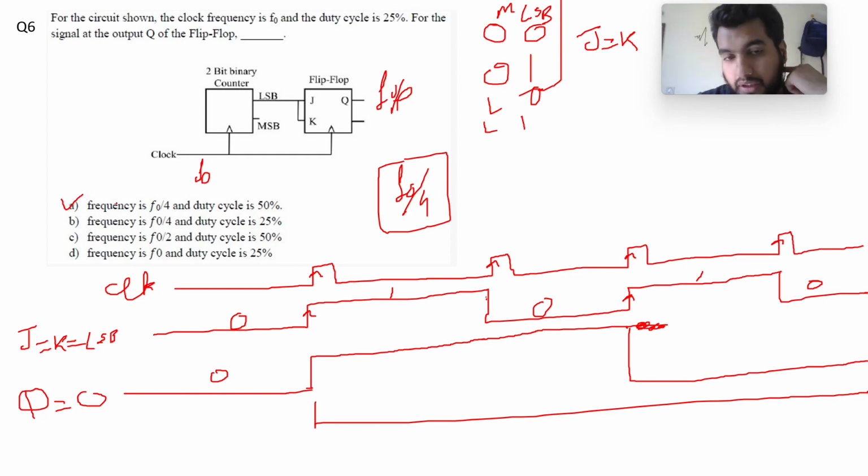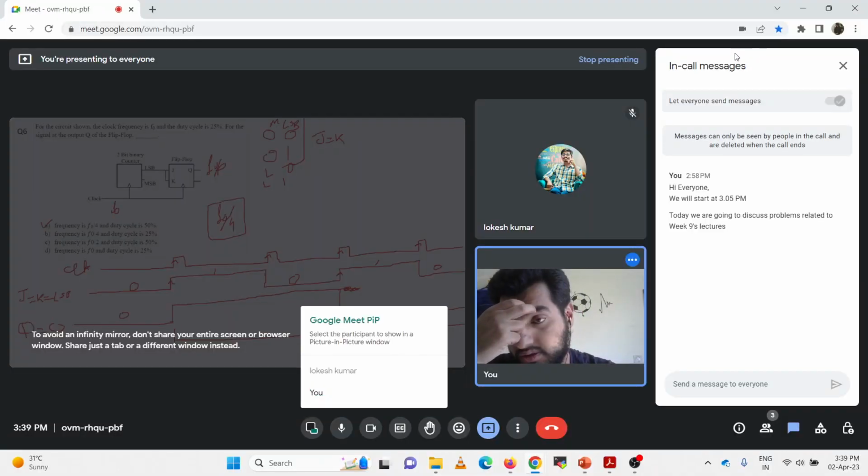That is option A. So why is it having a duty cycle of 50% here? Because the 0 0 state will not change the previous state, and only J equal to K equal to 1 will change the state. That's why the duty cycle is coming out to be 50%, and frequency is getting divided by 2. So it is f0 by 2 by 2, that is f0 by 4. But you can draw the waveform, then you can get the frequency to be equal to f0 by 4. So any doubts, please ask.